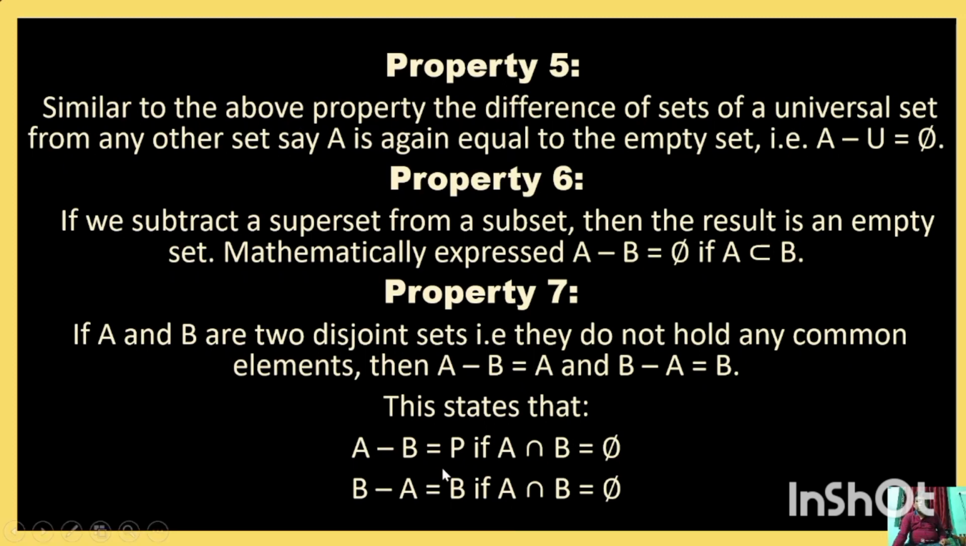It means A difference B means all the elements that are in A. All the elements of the set A. A difference B is equal to what? The A set. Understand or not? Similarly, B difference A is equal to B if A intersection B is also phi.